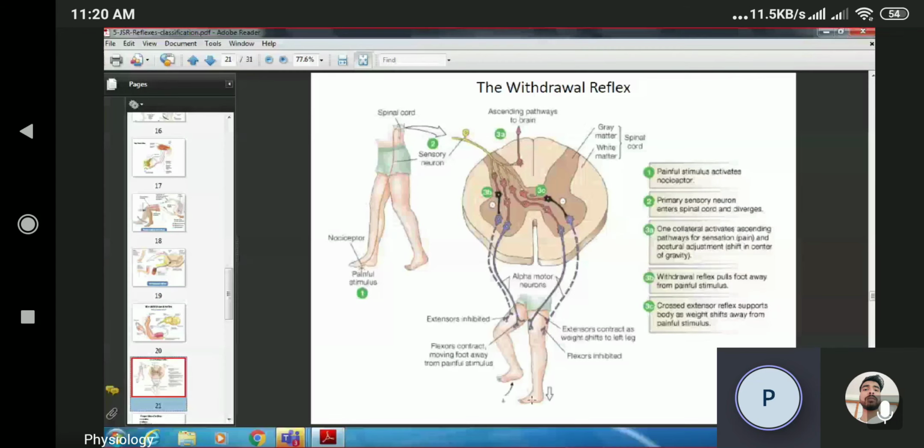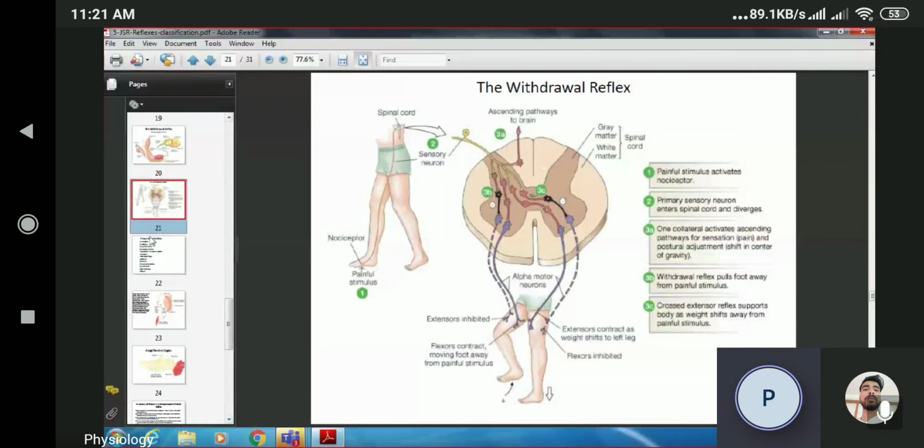This is what happens: this leg is flexed to protect the muscles from the injurious stimulus, but the opposite leg muscles will be extended. Otherwise the posture cannot be maintained. If both legs are flexed, what will happen? The person will fall down, and if there are multiple pins, what will happen? They will be injured, isn't it? So this is the withdrawal reflex.